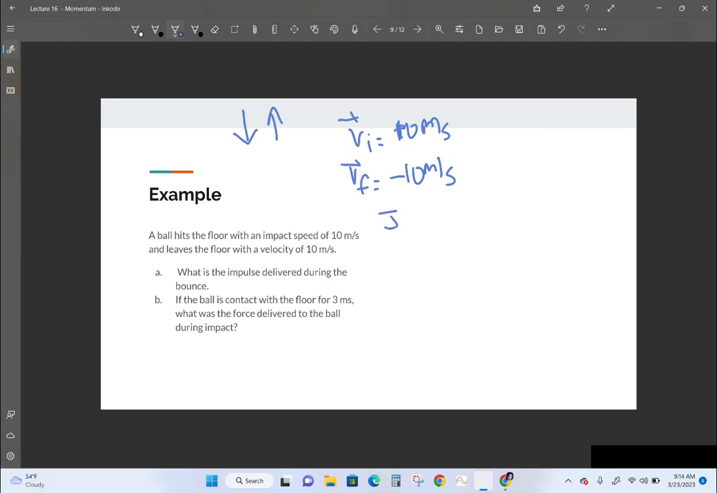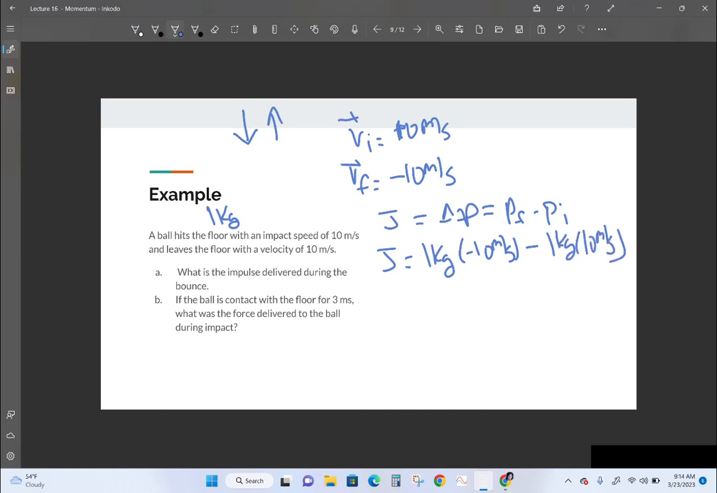The impulse is going to be the change in momentum, and let's just use that 1 kilogram ball again. So the final momentum minus the initial momentum is going to be 1 kilogram times negative 10 meters per second minus 1 kilogram times positive 10 meters per second. So J is going to be negative 20 kilogram meters per second.